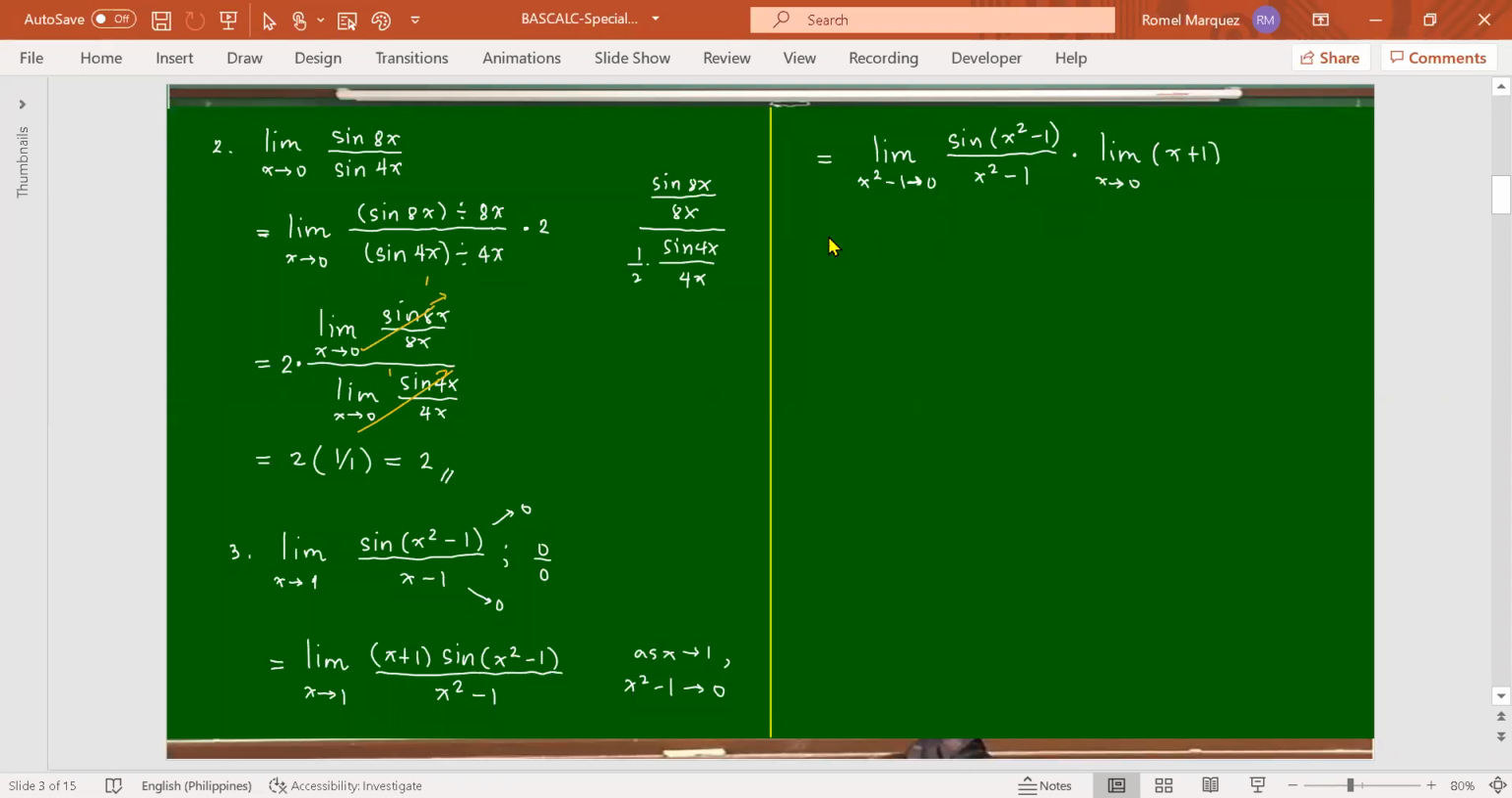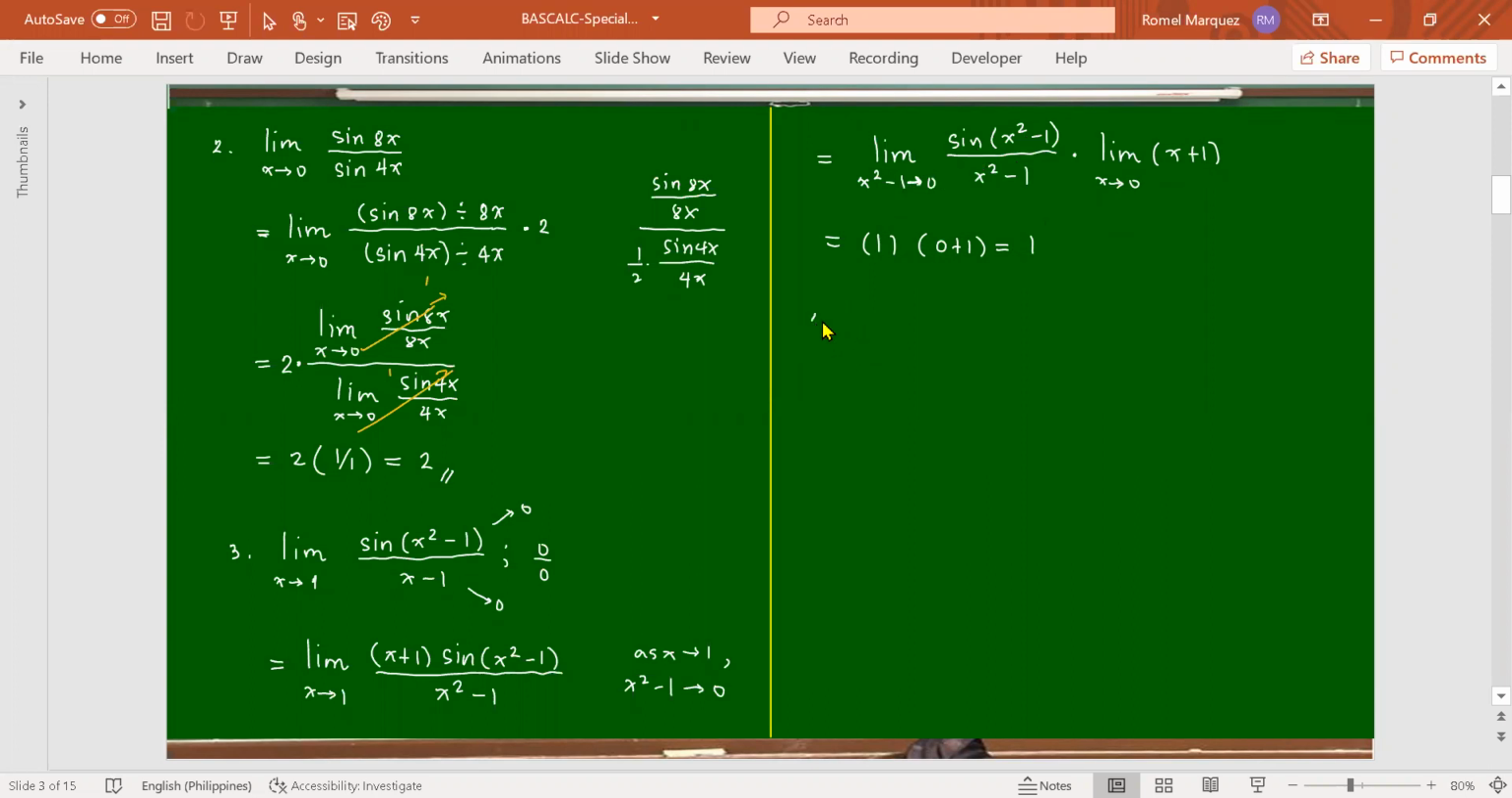So as x approaches 0. Is that correct, guys? O, ito 1. O, kita nyo. Ito yung x approaching 0, sine x over x. So this is equal to what? 1 plus 0 or 0 plus 1. And therefore equal to 1. Okay, guys? Did you get that, guys?